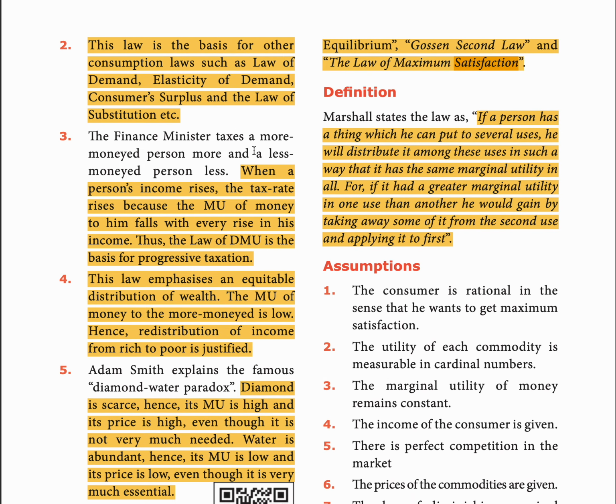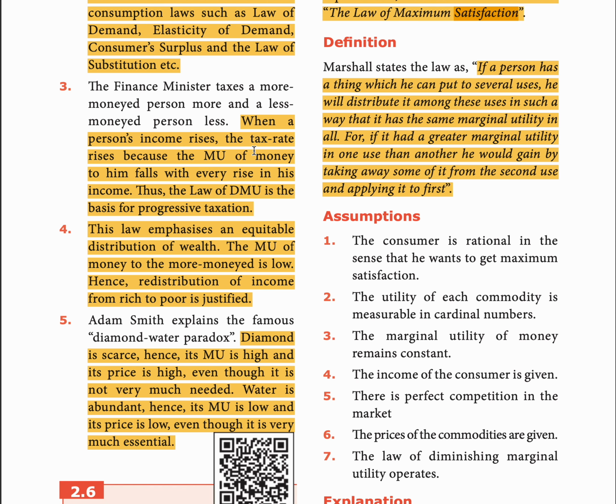When a person's income rises, the tax rate rises because the MU of money to him falls with every increase in income. Thus, the law of DMU is the basis of progressive taxation. Suppose a person's income is increasing; according to this law, the marginal utility of money will decrease. So this law justifies progressive taxation, that we are taxing more the people who are earning more, right? Fourth, this law favors an equitable distribution of wealth.